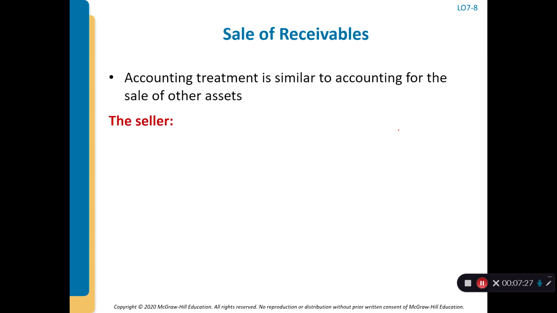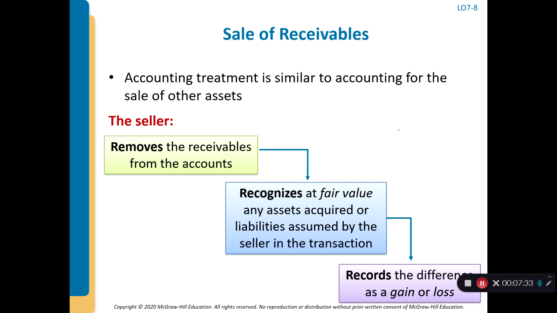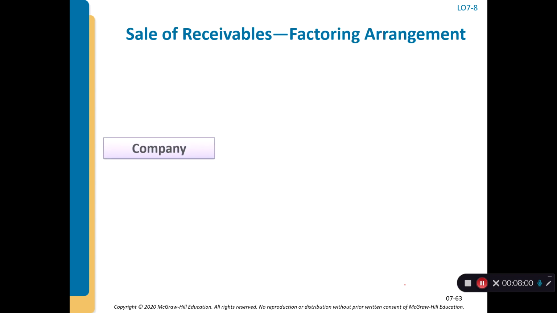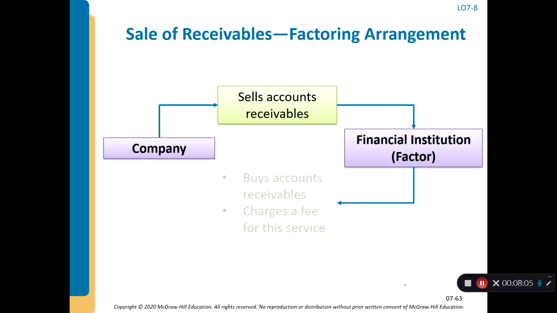100,000 to go. Okay, so the second thing that we want to deal with is sales of receivables. The accounting treatment is very similar to accounting for sales of other assets. So the seller first has to remove the receivable from the accounts, and also recognize at fair value any asset acquired and liability assumed by the seller in the transaction, and then record the difference as gain or loss.